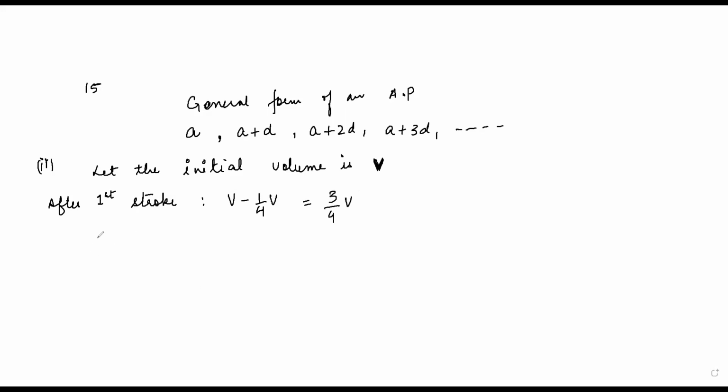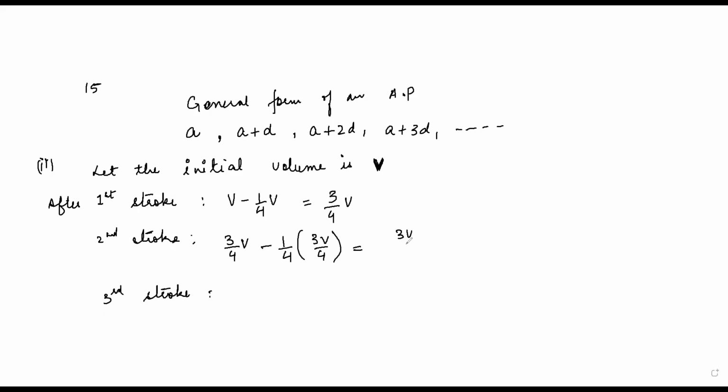Okay. Now after the second stroke, what will happen? Second stroke means, what is the initial volume now? This is the initial volume minus 1/4 of this initial volume, isn't it? Got the point? Yes, ma'am. Yeah, so please solve it and tell me what you get. Then again, the third stroke, what will happen? Find out here first of all.